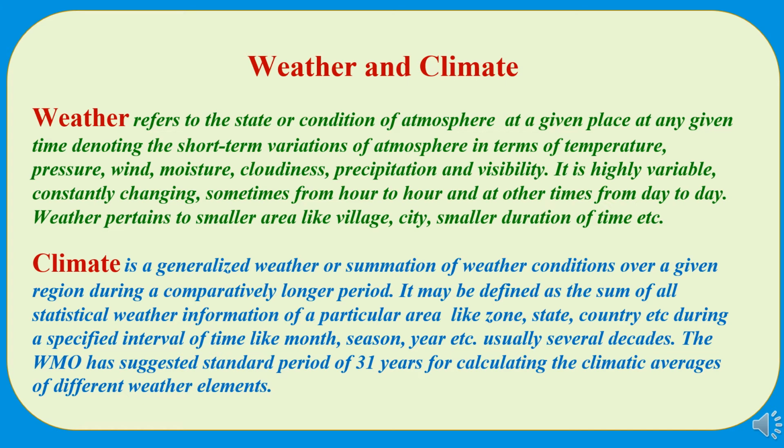Weather pertains to a smaller area like a village or city and a smaller duration of time. Whereas climate is a generalized weather or summation of weather conditions over a given region during a comparatively longer period. It may be defined as the sum of all statistical weather information of a particular area like a zone, state, country, etc. during a specified interval of time like month, season, year, etc. Usually climate refers to several decades. The World Meteorological Organization has suggested a standard period of 31 years for calculating the climatic averages of different weather elements.